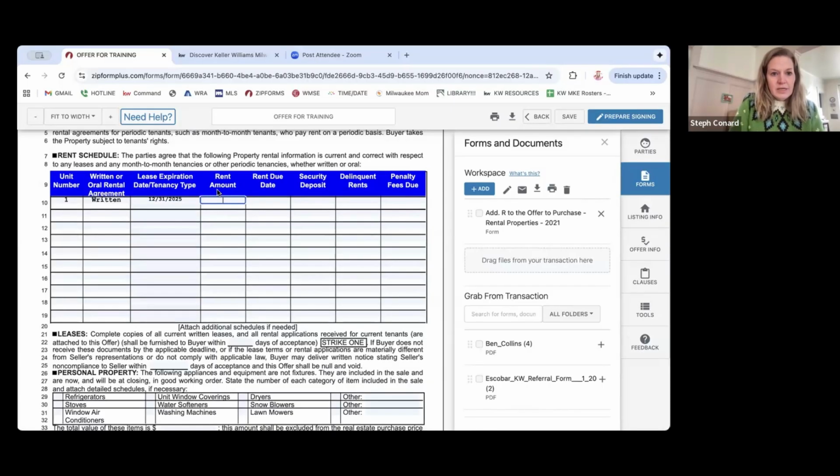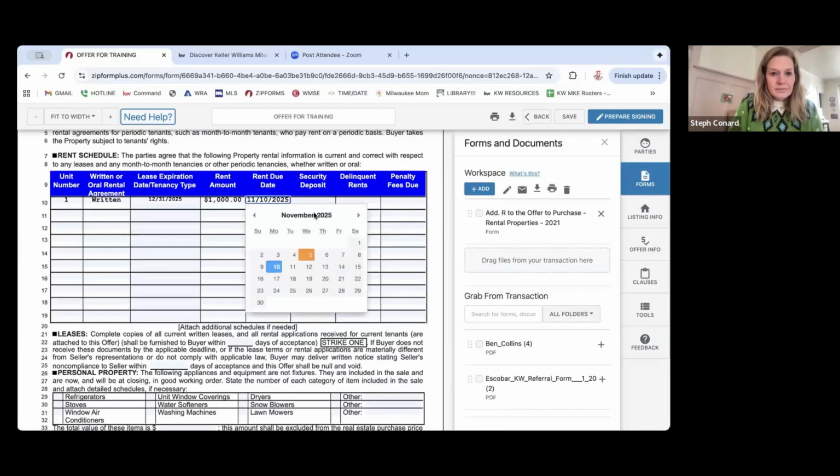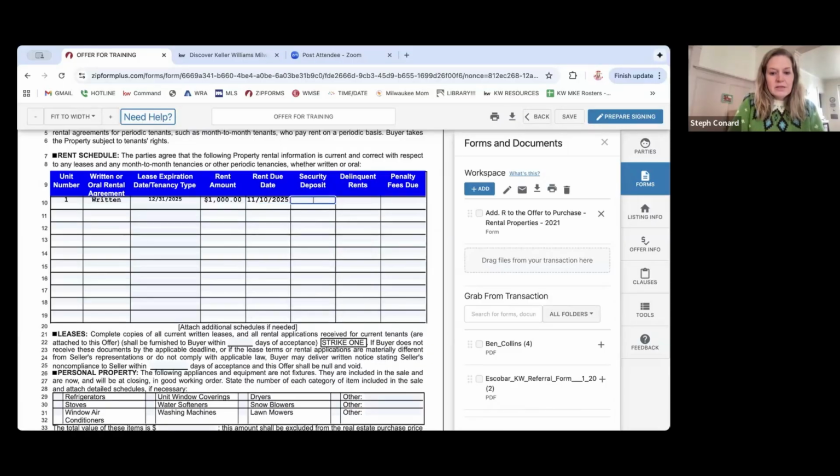Rent amount, when it ends, rent due date. So you would just name like the next month, what the security deposit is. If there's any delinquent rents, you would name the amount, and then any penalty fees that are due. Typically, assuming that the tenant is not delinquent, then you would just be filling out these first columns and leaving these blank.